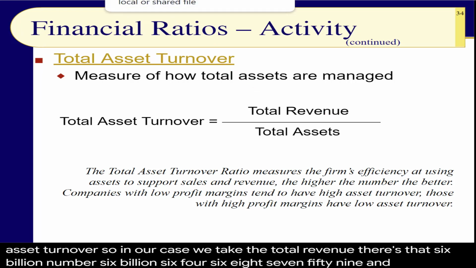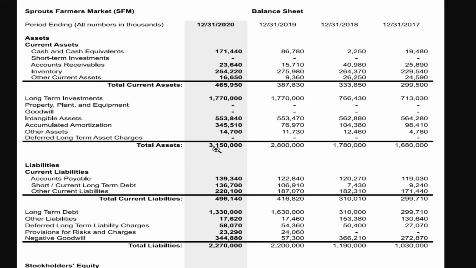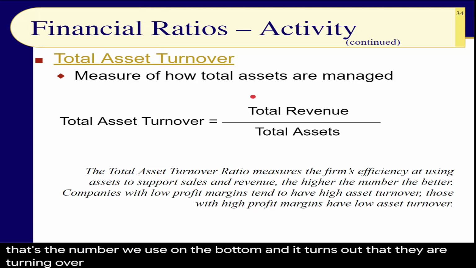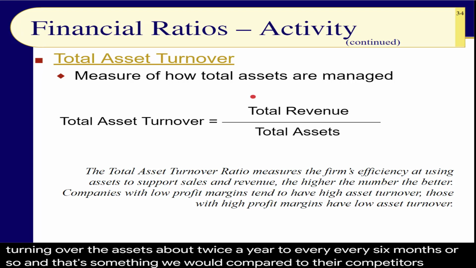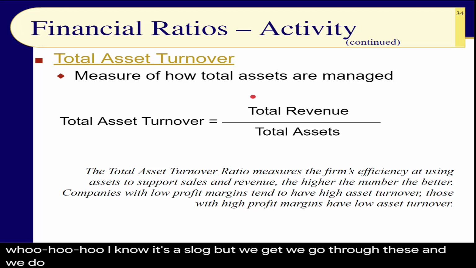So in our case, we take the total revenue, there's that 6 billion number, 6,468,759, and we go to the balance sheet and look at the total assets, 3,150,000. So that's the number we use on the bottom. And it turns out that they are turning over the assets about twice a year, right? Every 6 months or so. And that's something we would compare to their competitors. Whew. I know it's a slog, but we go through these and it's pretty straightforward, isn't it?